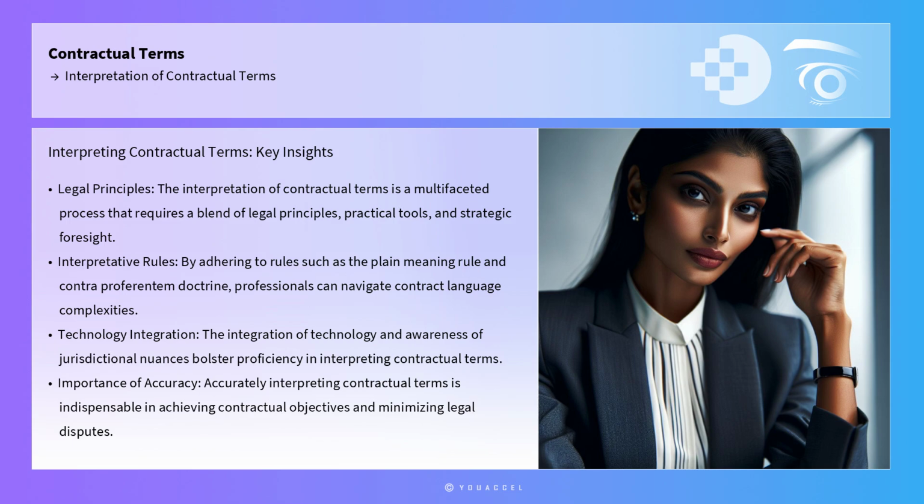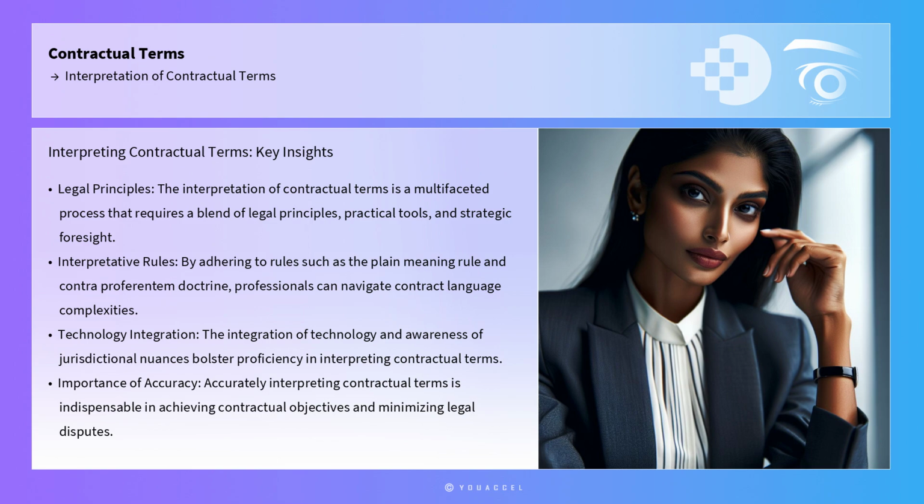In summary, the interpretation of contractual terms is a multifaceted process that requires a blend of legal principles, practical tools, and strategic foresight. By adhering to established interpretative rules, such as the plain meaning rule, contextual approach, and contra proferentem doctrine, professionals can effectively navigate the complexities of contract language. The integration of technology and an awareness of jurisdictional nuances further bolster proficiency in this area.